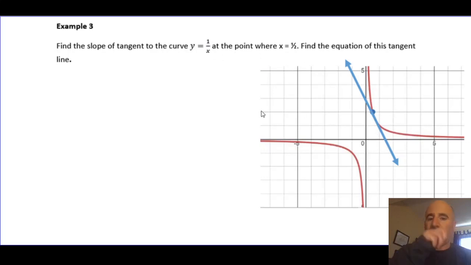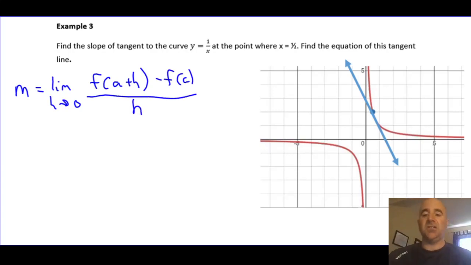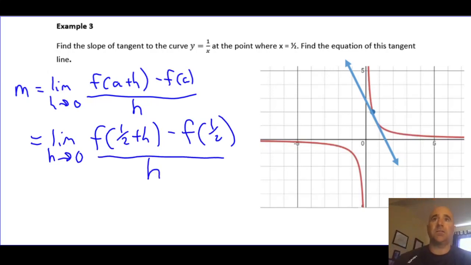So to find that slope, we of course use the formula that it's the limit as h approaches 0. I'll actually write the original formula, f of a plus h minus f of a, all divided by h. So that's the formula that gives you the instantaneous rate of change at x equals a. Okay, now our a value is a half. So we want the limit as h approaches 0 of f of 1/2 plus h minus f of a half, all divided by h.